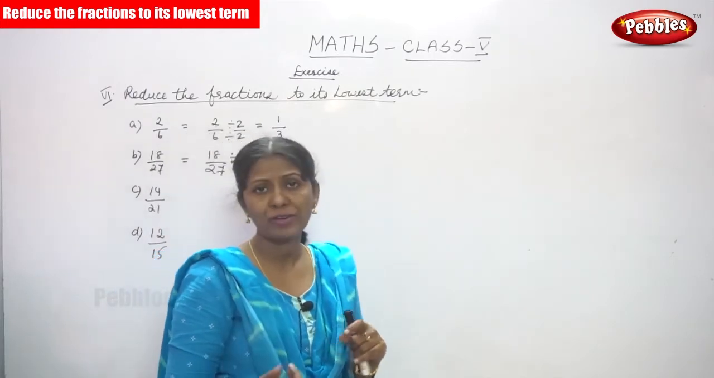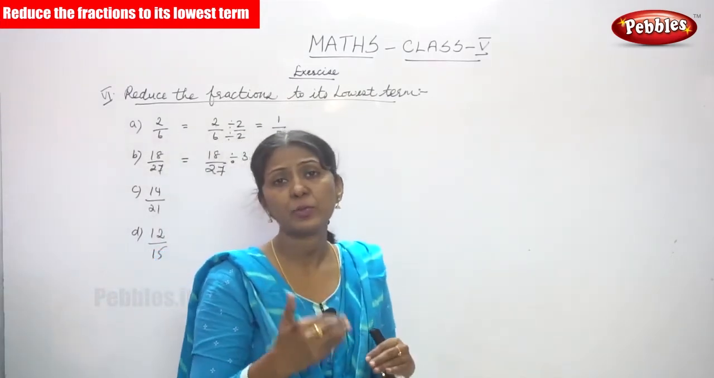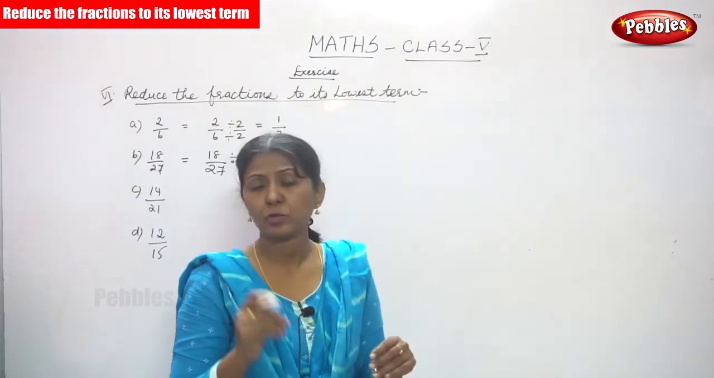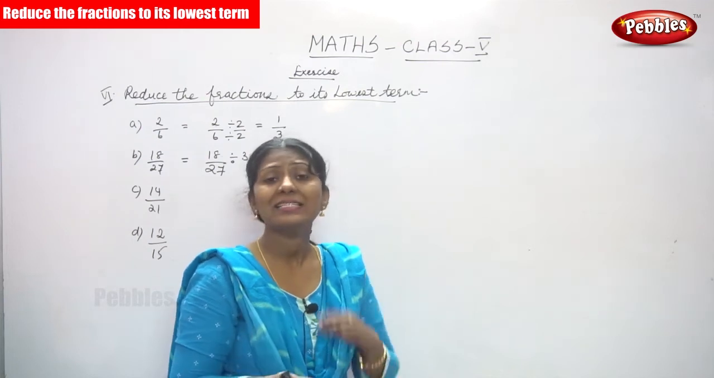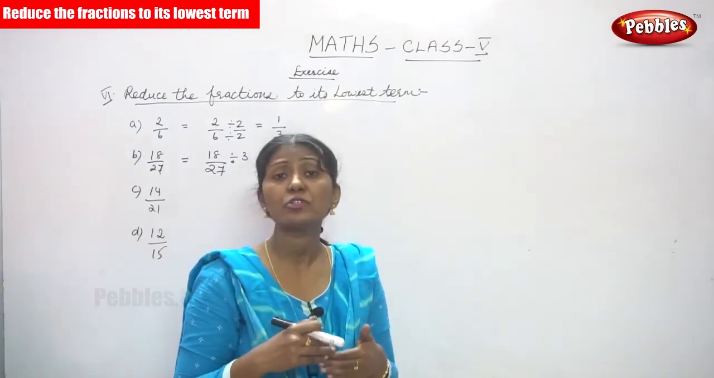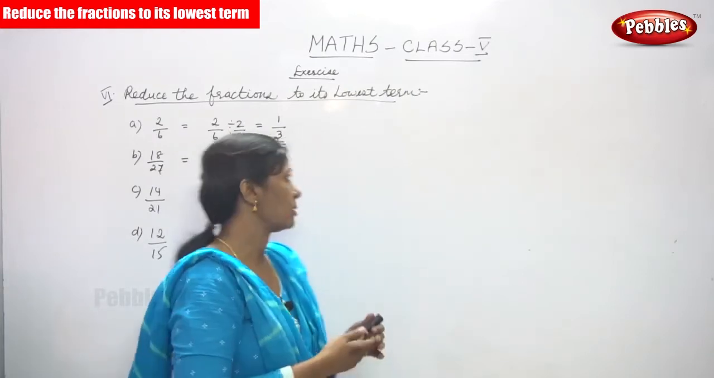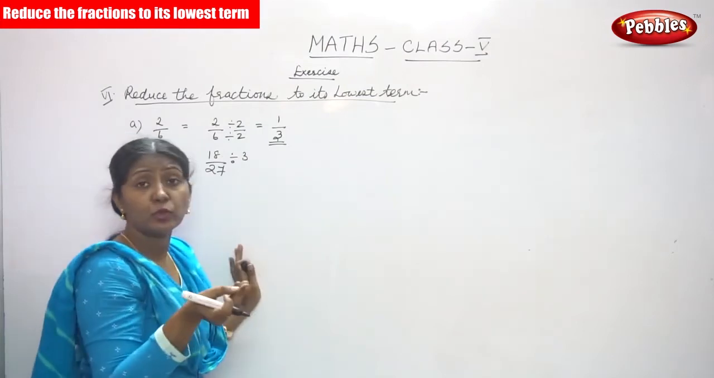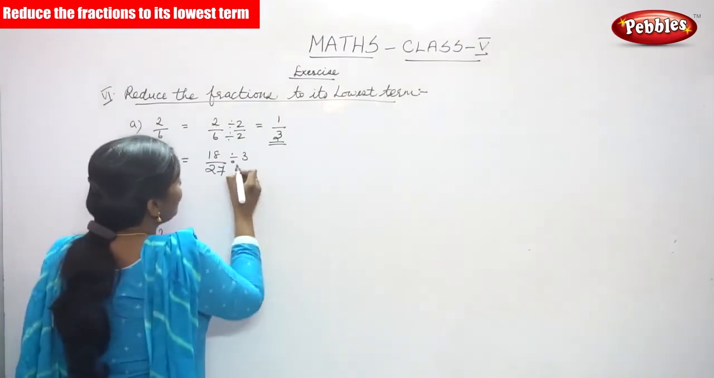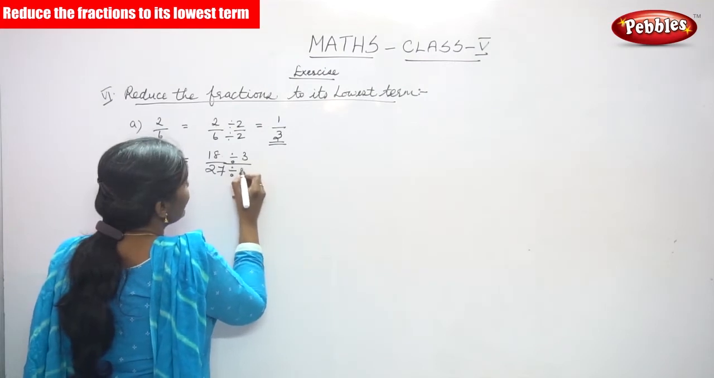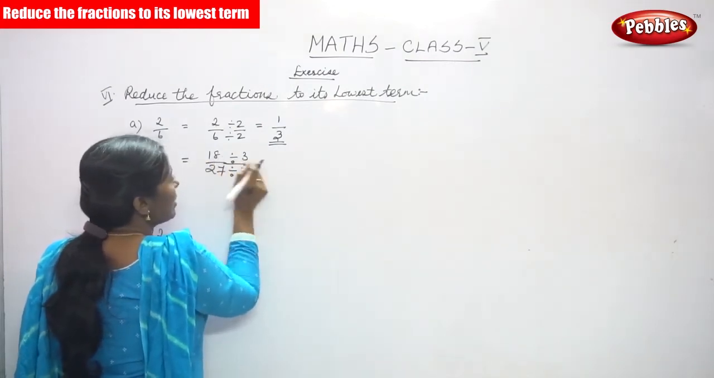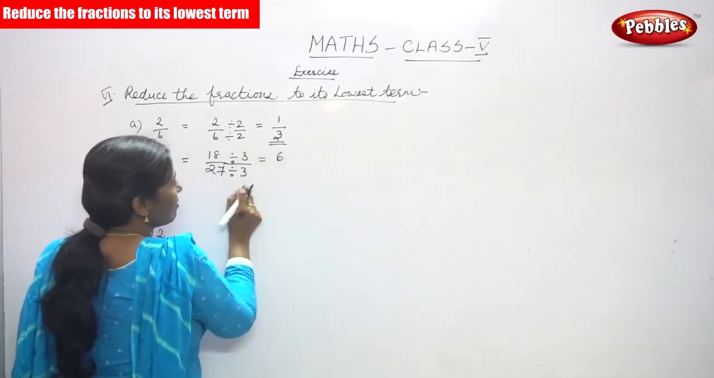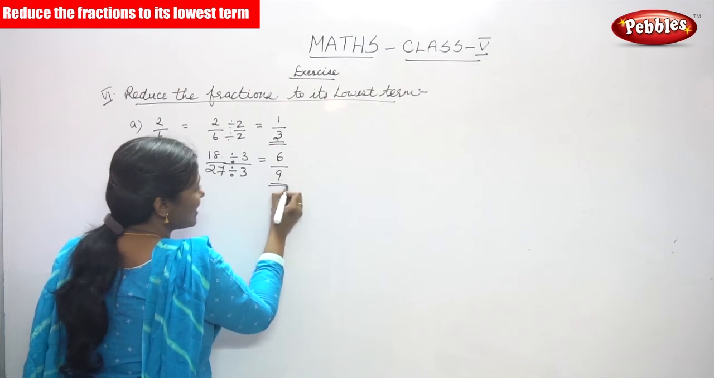So if I take 2, for example, definitely 18 by 27 is not divided. 18 is divided by 2, but 27 is not divided by 2. So better I'll go to 3. 18 is divided by 3 and 27 is also divided by 3. I'm taking 3 because a common factor means both the numerator and the denominator are divided by the same number. That's the rule. So the numerator 18 divided by 3 gives 6, and 27 divided by 3 gives what? 9. The answer is 6 by 9.